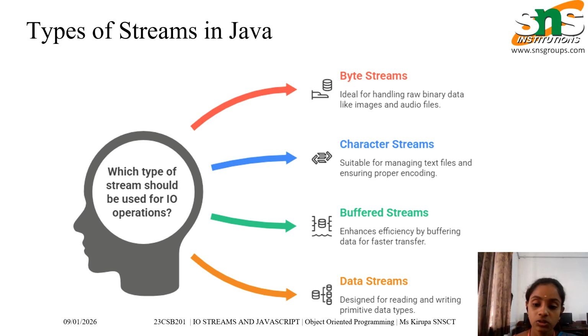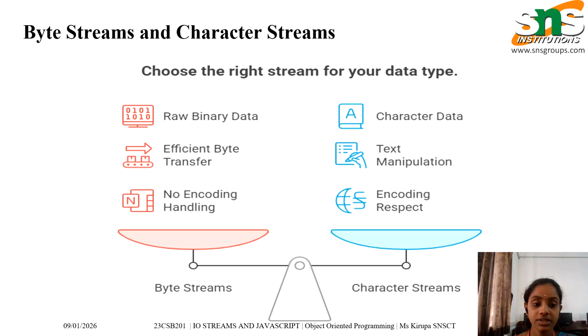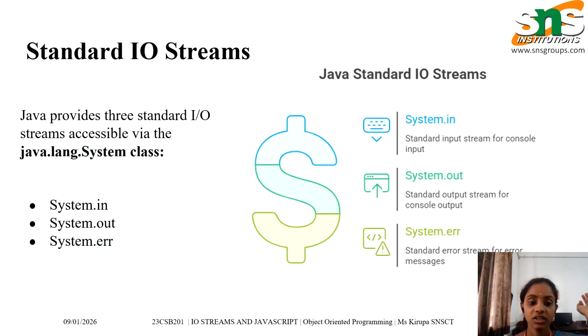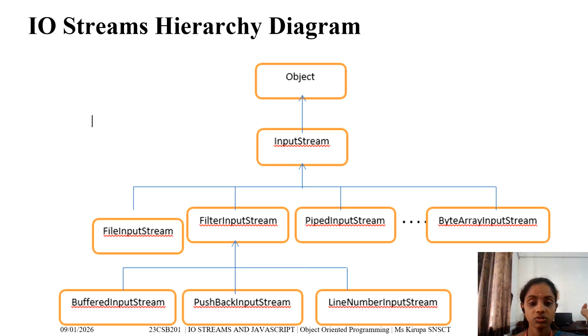Hope you understood this session. In the next session we will discuss byte streams and character streams, then standard IO streams, and the IO streams hierarchical diagram.